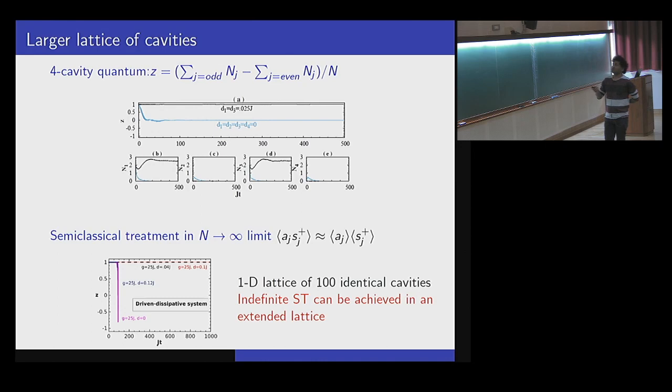So now to take into account a larger system, we use a semi-classical treatment in the large n limit, the large photon number limit, where we neglect the quantum correlations and express the second order expectation as the product of first order expectations. And here we take a 1D lattice of 100 identical cavities.